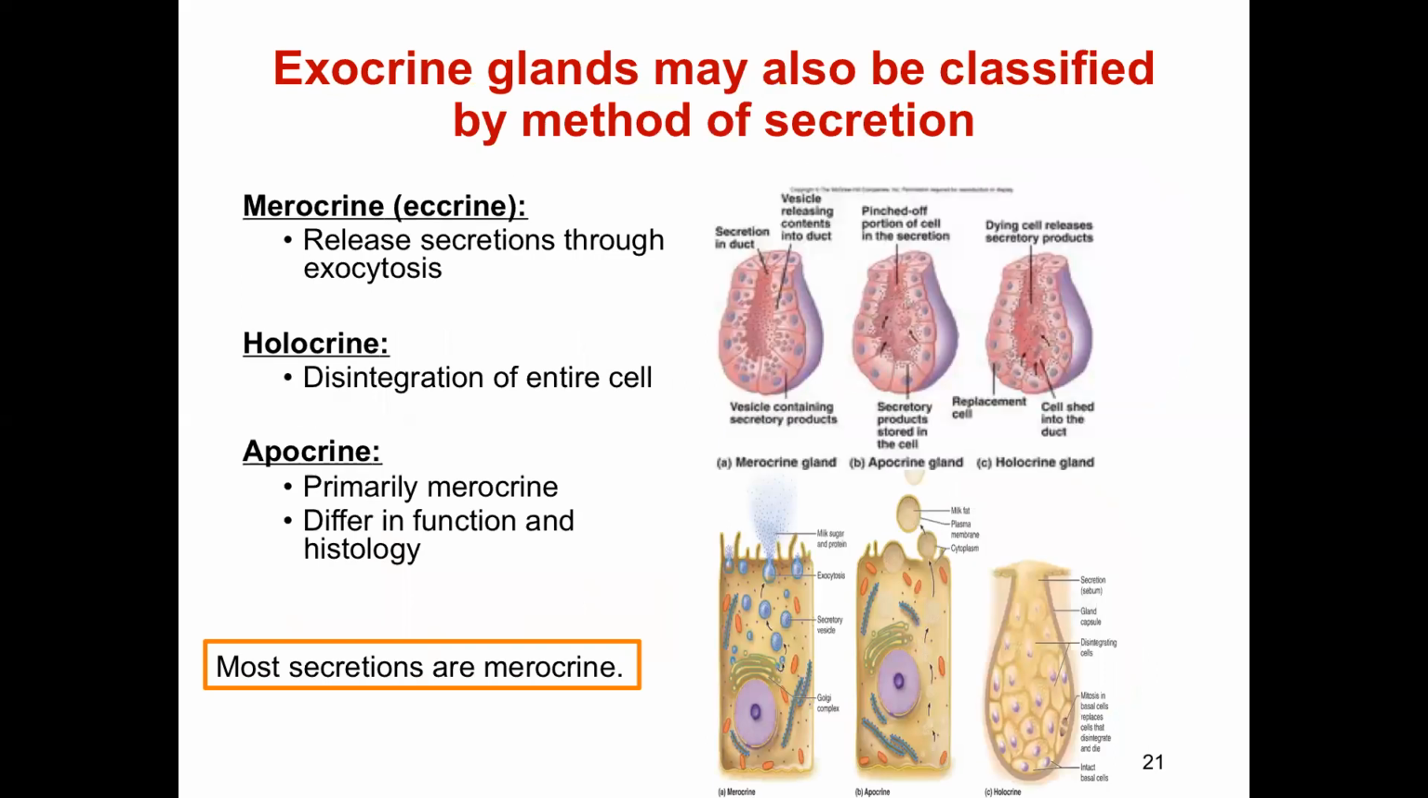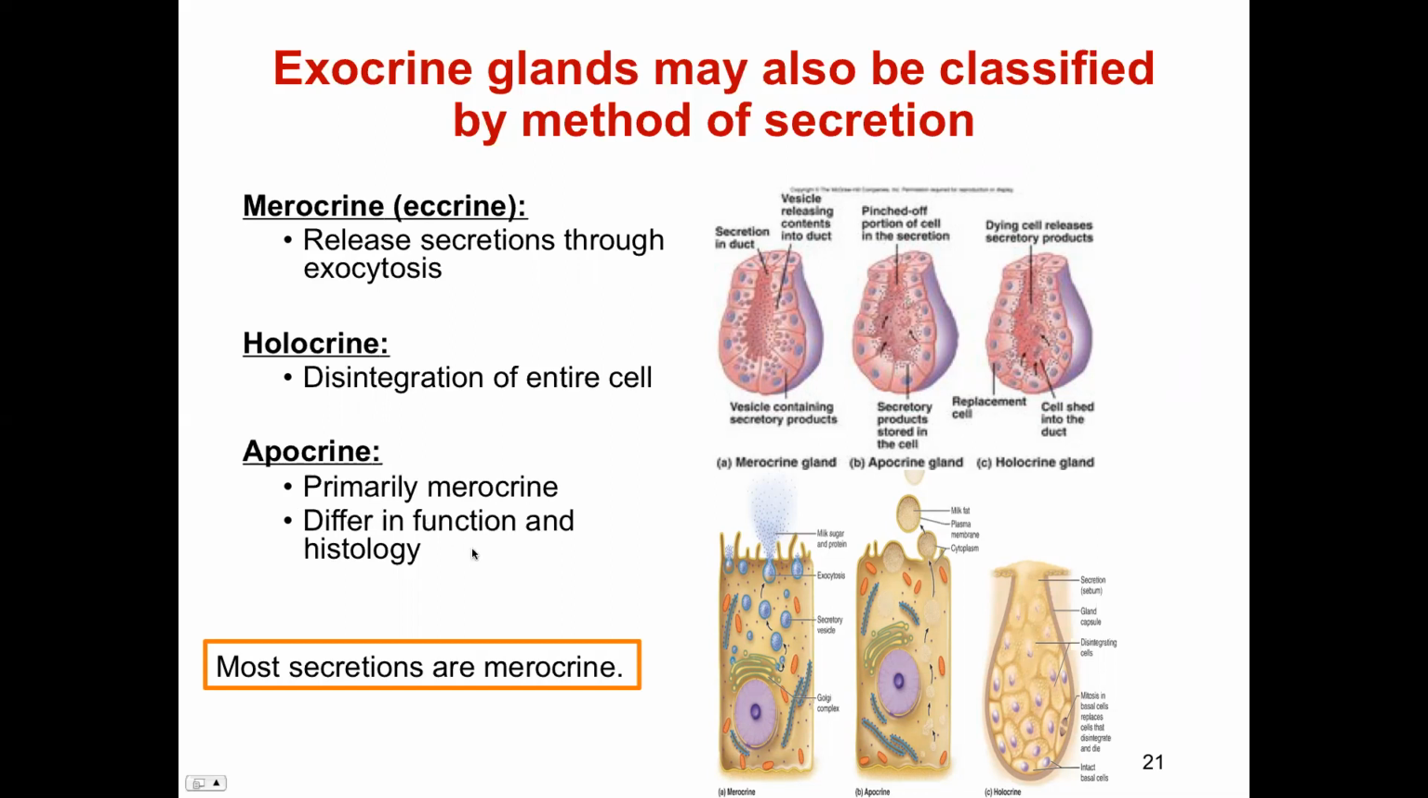Now, there's different ways that exocrine glands can secrete their secretions. Merocrine, which is also called eccrine, their substances are released by exocytosis. So the vesicles will fuse with the apical part of the cell membrane and open up and deposit that into the space. Holocrine, the entire cell falls apart. The whole cell just breaks down, and you'll get pieces of cell as part of the secretion. Apocrine, of course, is going to be in between the two.